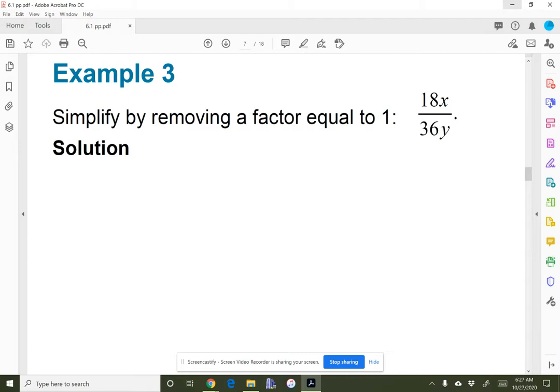Okay, that's going to help you. But if I have 18x on top and 36y on bottom, if you don't see right away that 18 times 2 is 36, that's fine. I would simplify it like this.